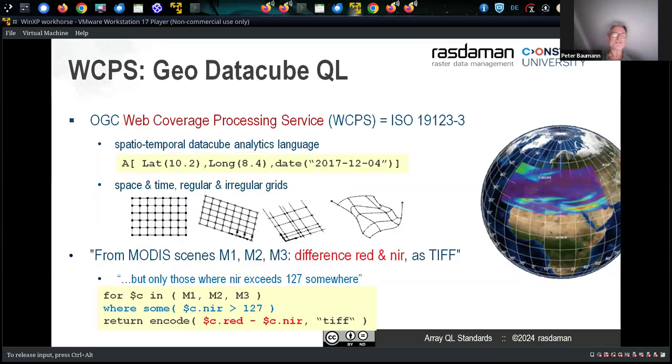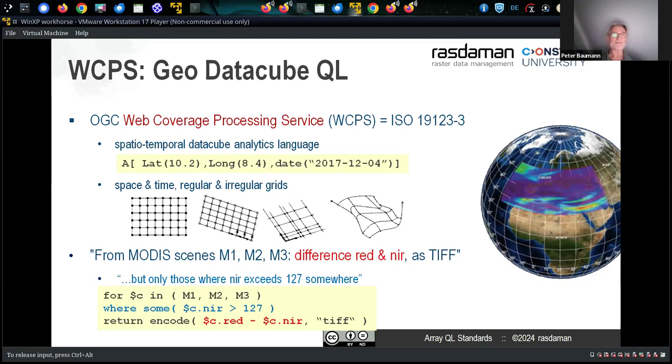Okay, I mentioned WCPS. That is the second standard that exists. That stands for Web Coverage Processing Service. This has more political reasons why it's called like that. Don't try to make sense of it. It's a data cube query language that differs from MDA in two respects.